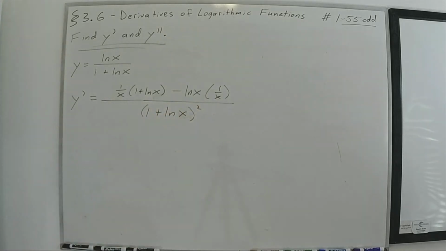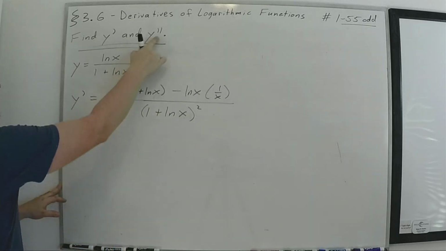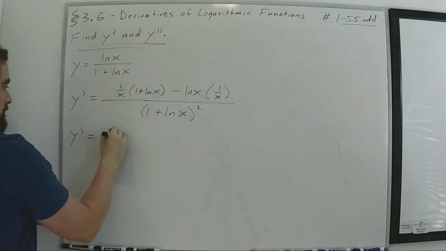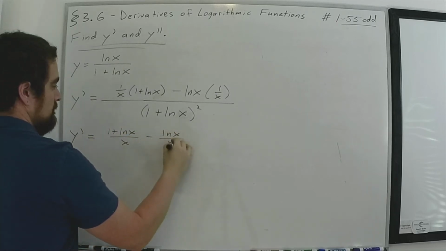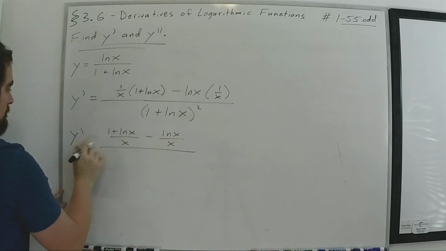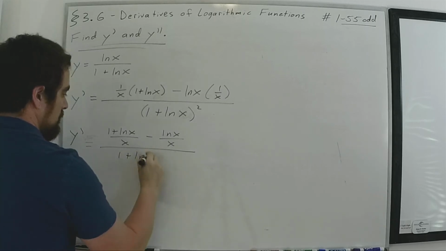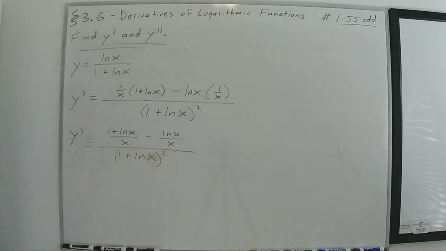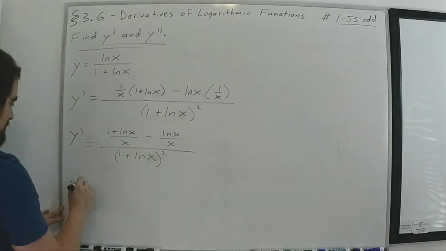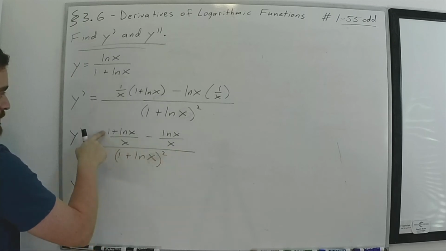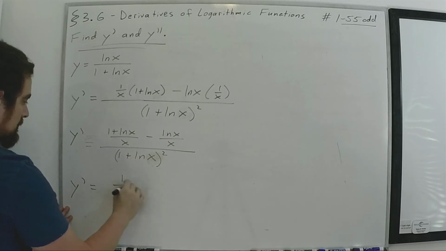So here's the first derivative, but that's a little nasty. Since I do have to differentiate it again, I'm going to clean it up. Here's 1 plus log of x over x minus, here's log of x over x. And all of that is going to be over 1 plus log of x squared. Well, the terms in the numerator have a common denominator of x. So I'm going to do 1 plus log x minus log x over my common denominator x. That is 1 over x.